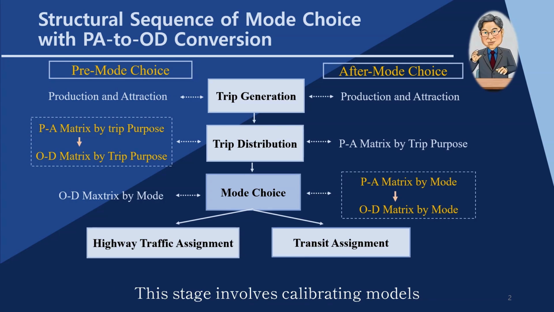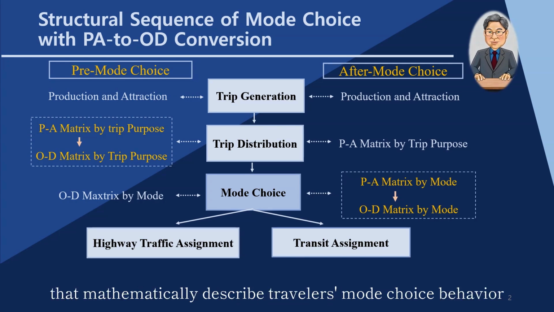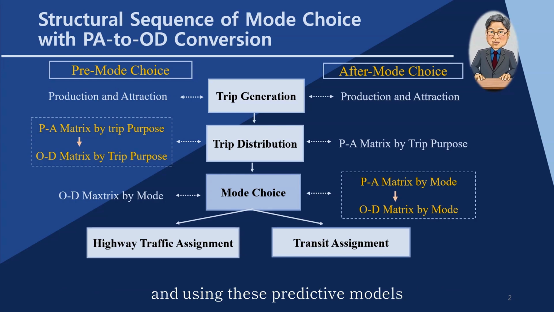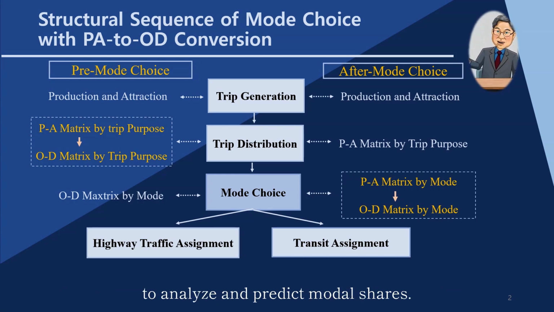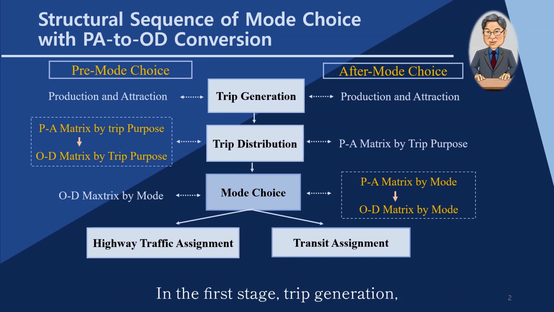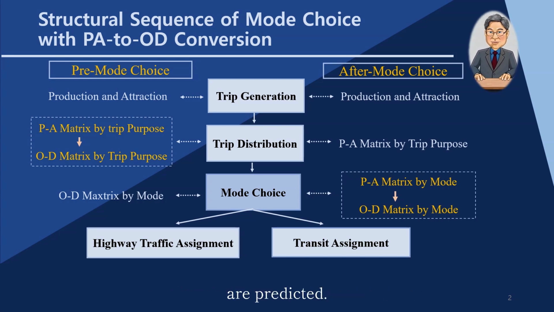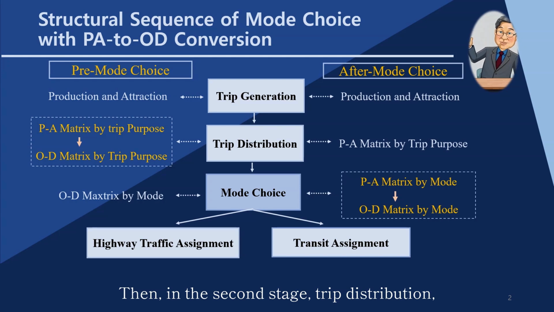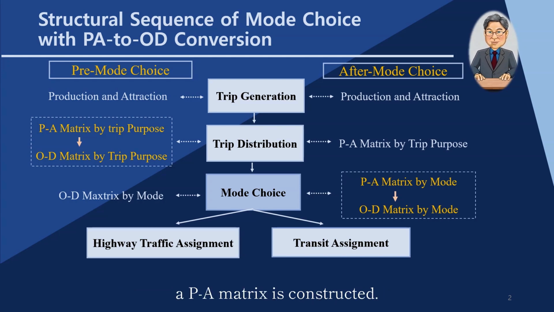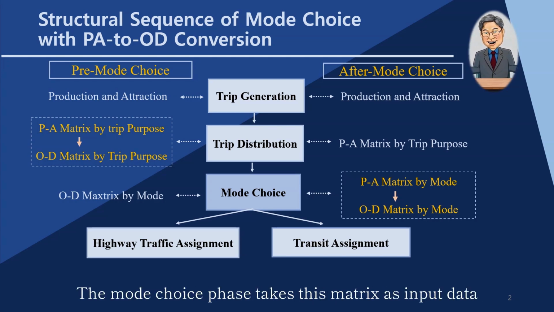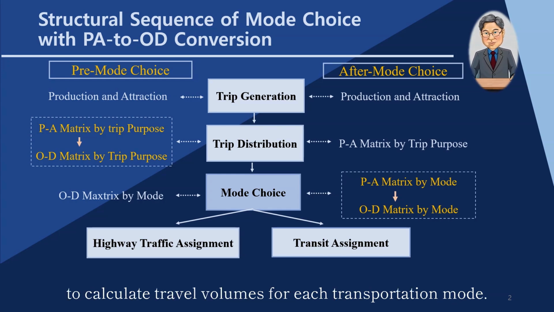This stage involves calibrating models that mathematically describe travelers' mode choice behavior and using these predictive models to analyze and predict modal shares. In the first stage, trip generation, the trip productions and trip attractions for each traffic analysis zone are predicted. Then, in the second stage, trip distribution, a PA matrix is constructed. The mode choice phase takes this matrix as input data to calculate travel volumes for each transportation mode.